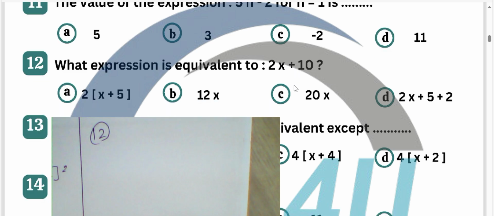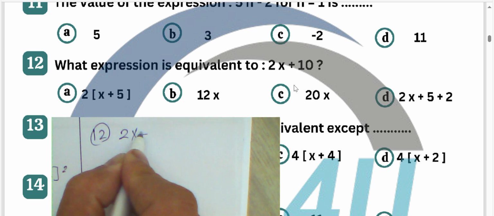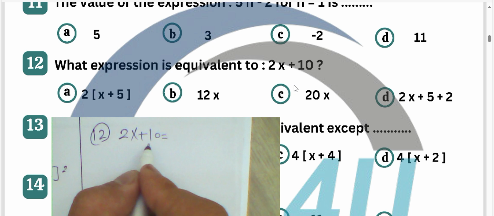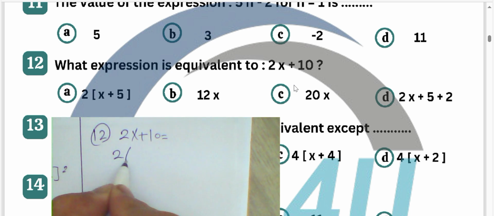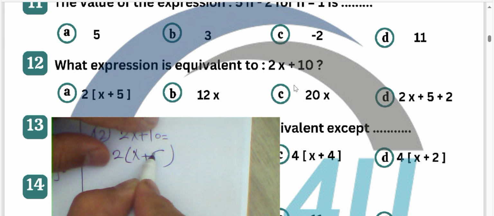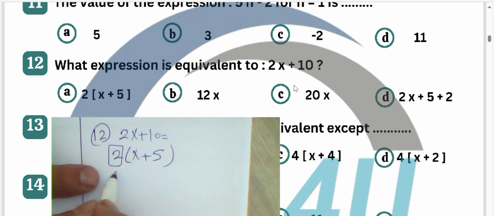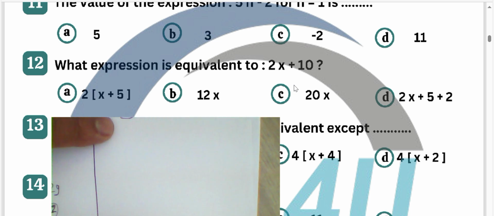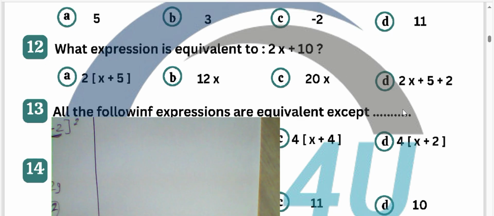Next example, question number 12. What expression is equivalent to 2x plus 10? We can write 2 as the highest common factor between the two terms. 2x divided by 2 is x, and 10 divided by 2 is 5. Then 2 is the highest common factor between them. So we must choose letter A. Next question.